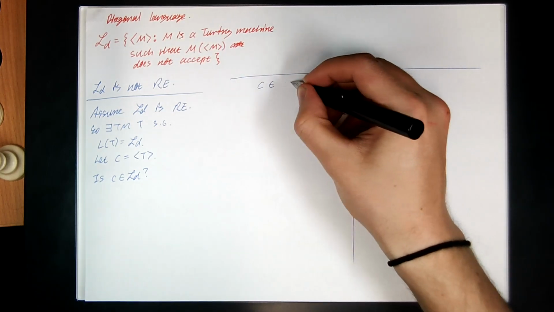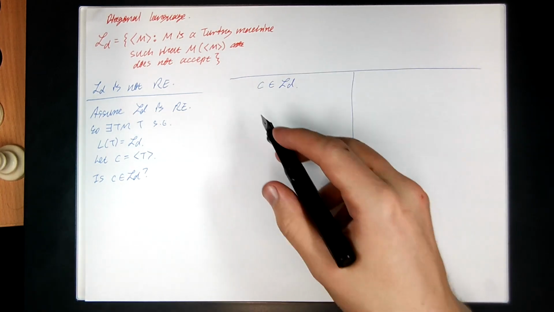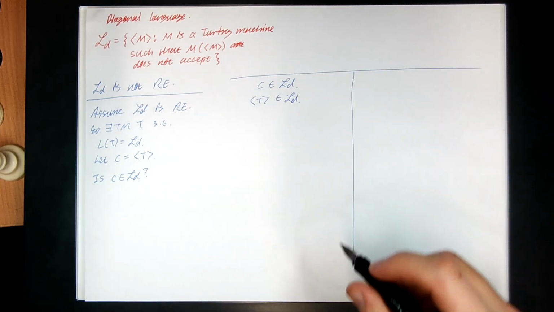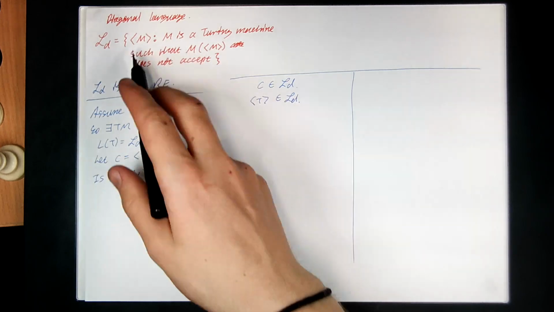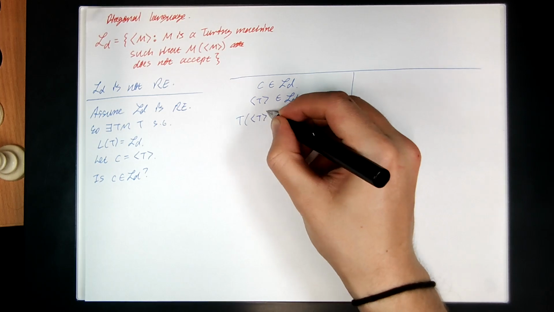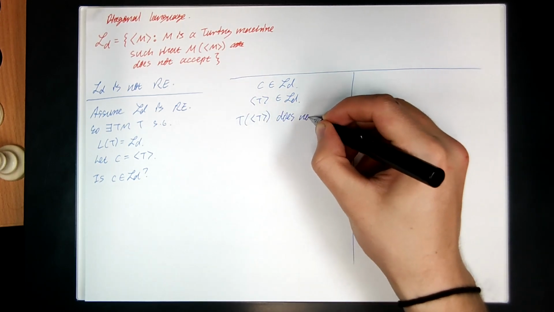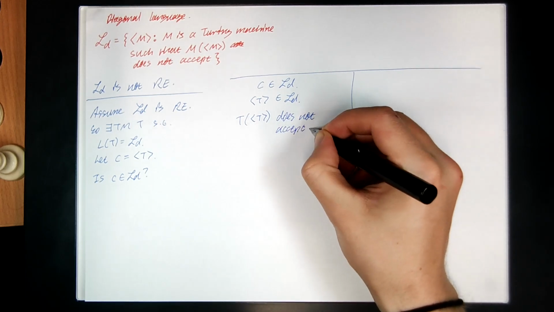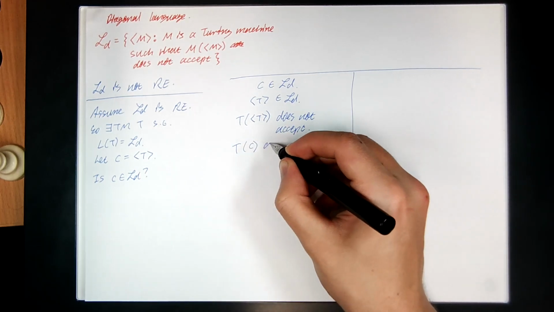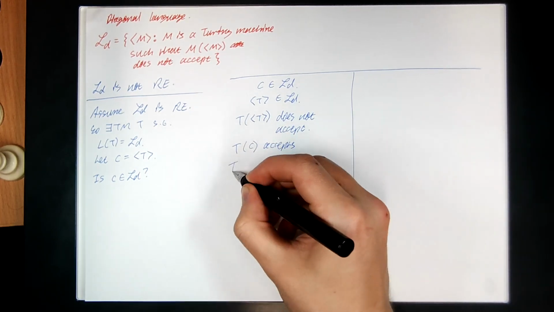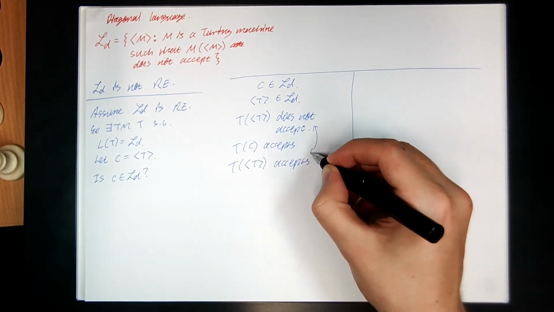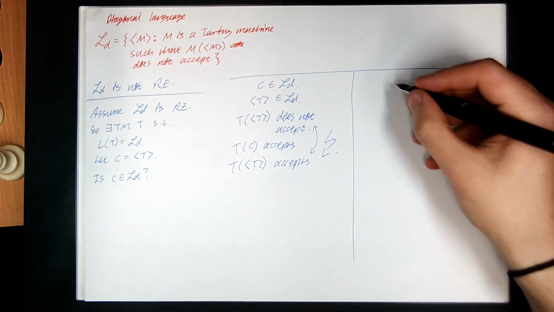We're going to suppose C is a member of L_D. So the encoding of T is a member of L_D. What does that mean? Well, if you're in the diagonal language, that means you do not accept yourself. So T, fed an encoding of T as input, does not accept. But if C is in the language of T, which is the diagonal language, that means T must accept C, and C is equal to the encoding of T. So these two facts contradict each other. It must have been the case that C wasn't in L_D.